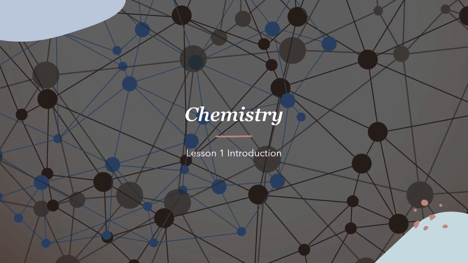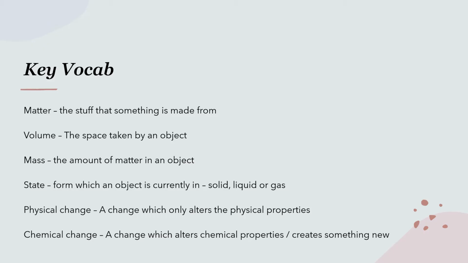In this first lesson, we're going to be looking at the properties of matter. So let's start with some basic vocabulary. When we say matter, we just mean the stuff that something is made from. So a book is made from paper. The paper is the matter that makes up a book. You or me, we are made from carbon and hydrogen and oxygen. This is the matter that we are made from. So everything that makes up an object or a living thing, this is the matter.